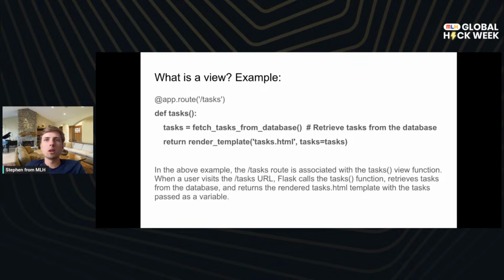This is going to return a template, which is tasks.html, and then it passes some information in with this second argument. This is the render template method, but the idea here is we're just going to view this tasks.html file. When the user visits the tasks URL, Flask calls the tasks function, retrieves the tasks from the database, and returns the rendered tasks.html template with the tasks passed as a variable.